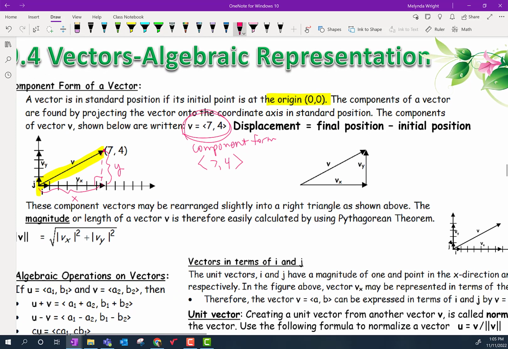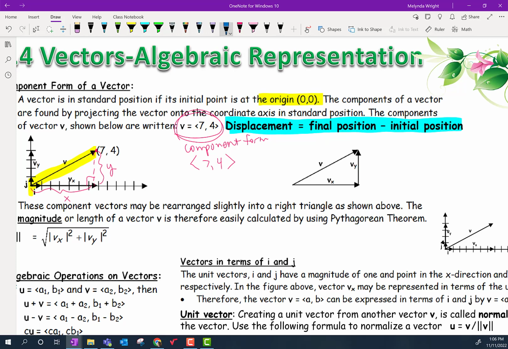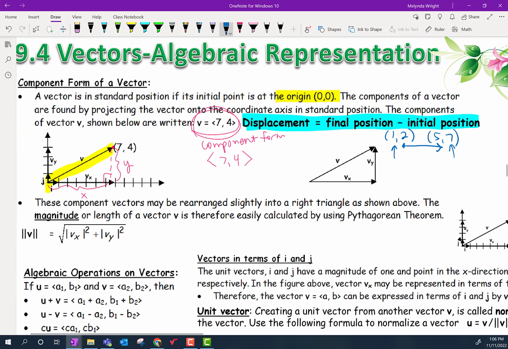This little formula, displacement equals final position minus initial position, is going to help us when we have two different points. Let's say we have the point 1, 2 and the point, I don't know, 5, 7, and we wanted to draw a vector between those two points. This is the formula that would allow us to do that, and that's our number 1 on the examples we're getting ready to do. We will be able to write the component form of the vector that would start at 1, 2 and end at the point 5, 7. So that's the kind of thing we're going to learn how to do, and we would use this formula. We would take the final position, which is the final point, minus the initial position, which is the beginning point. And we're going to look at that in a moment. Okay, that's what that formula is for.